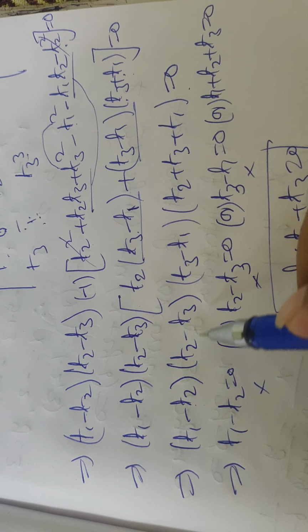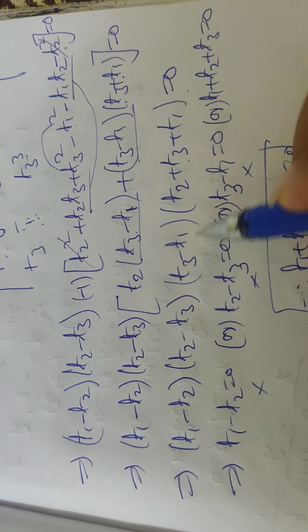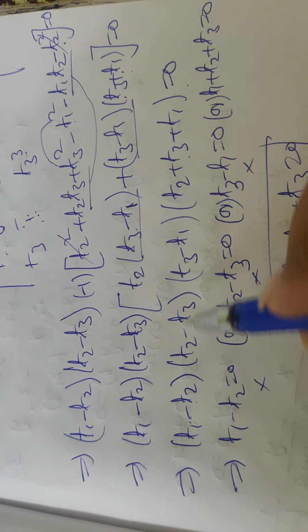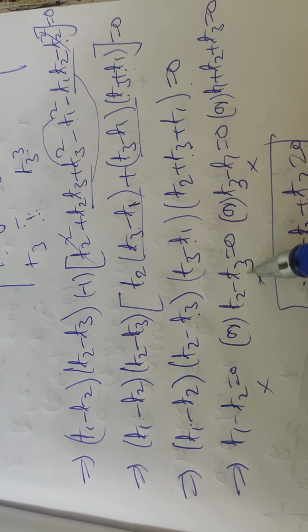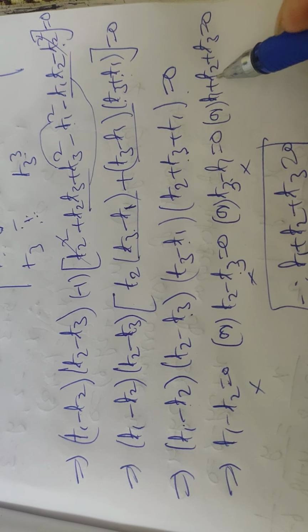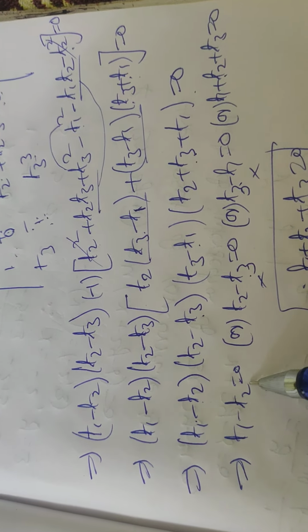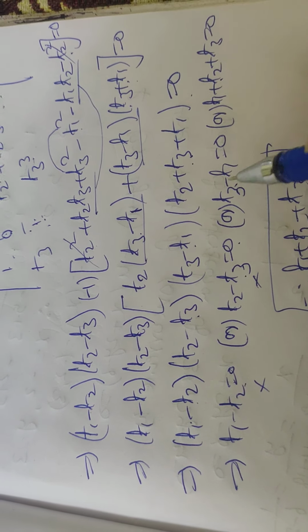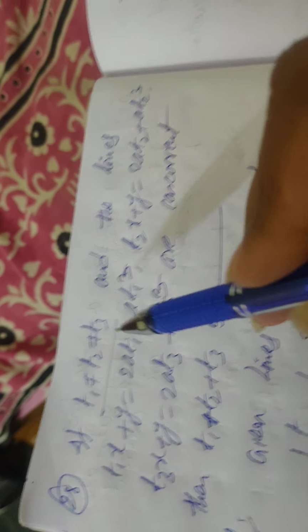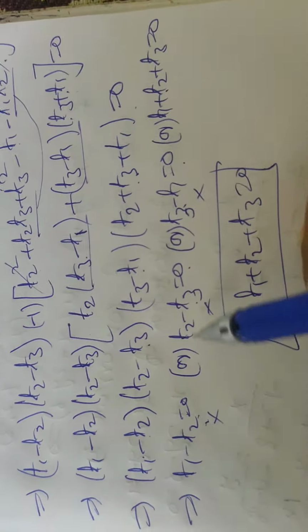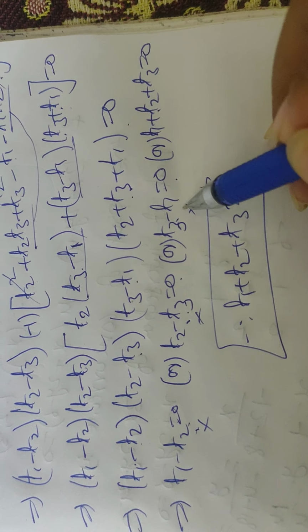Here four factors are there. The product of these four factors is equal to 0 means either the first one is 0, or the second one is 0, or the third one is 0, or the fourth one is 0. So you take the first one 0, the second one 0, the third one 0, the fourth one 0. This means t1 is equal to t2, this means t2 is equal to t3, this means t3 is equal to t1. But the given condition is t1 is not equal to t2 is not equal to t3. So the first condition is not satisfied, the second is not satisfied, the third is not satisfied.